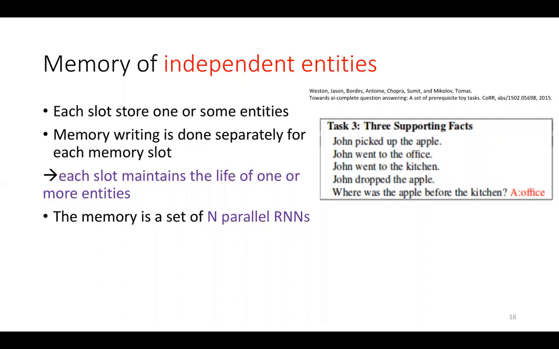Another form of item memories is memory of independent entities. They are a bit different from the concept of memory augmented neural network because they treat each slot of the memory separately. Which means the memory writing is done separately for each memory slot. So when you write some information into some slot, it doesn't interfere with other slots. You can think of it as each slot maintaining the life of one or some entities, and they are independent. And the memory can be implemented as a set of n parallel RNN, recurrent neural networks, like this one.